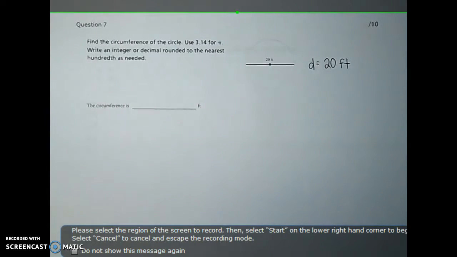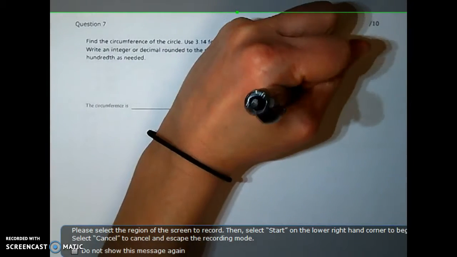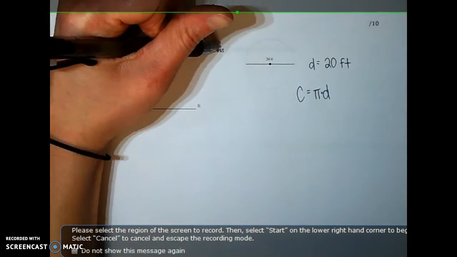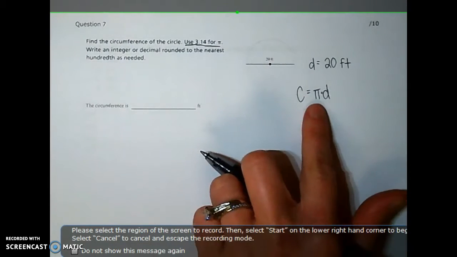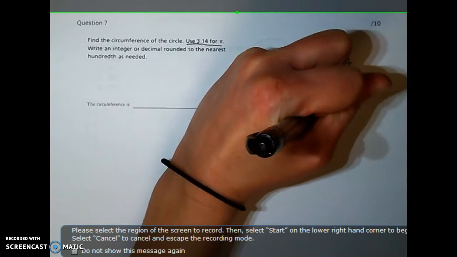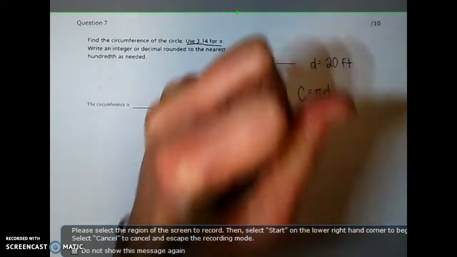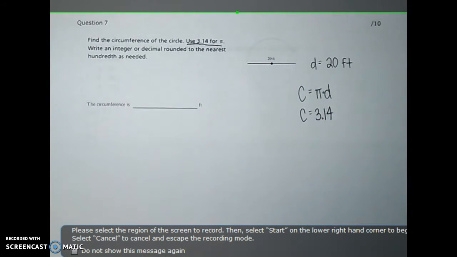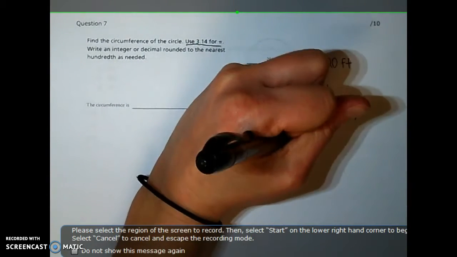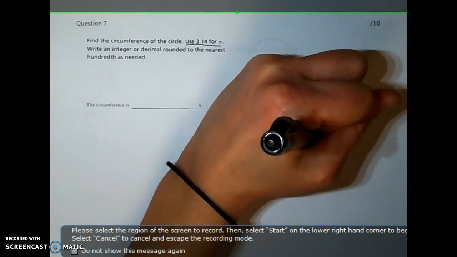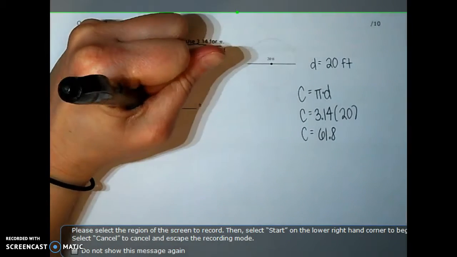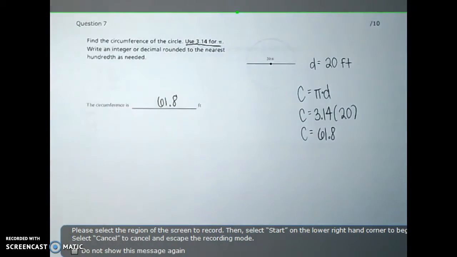Now if I was going to find the circumference given the diameter, I would use my equation circumference equals pi times diameter. Now in this case, keep in mind that they say to use 3.14 for pi. That means that when I plug in 20 for my diameter, I also want to plug in 3.14 for pi. And we use that to estimate our value. So we replace pi with 3.14, we replace the diameter with 20, and then we just simplify. 3.14 times 20 gives us 61.8, and so our circumference is going to be 61.8 feet.